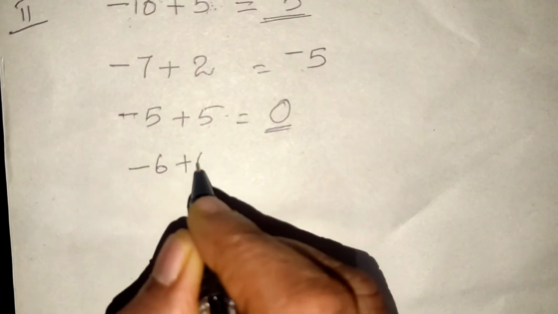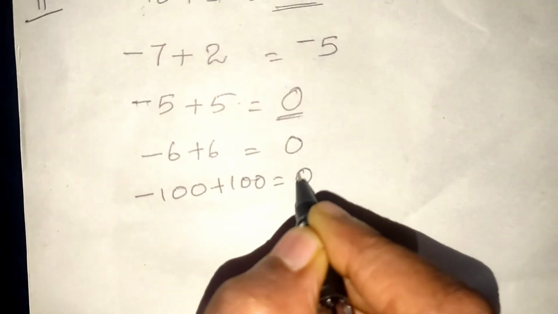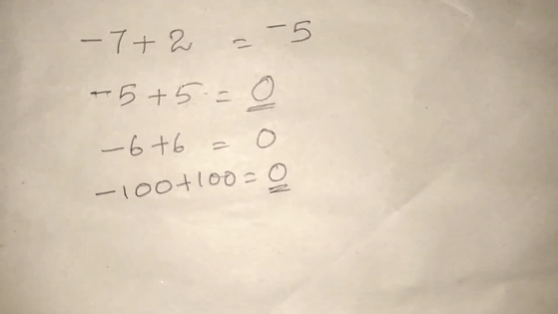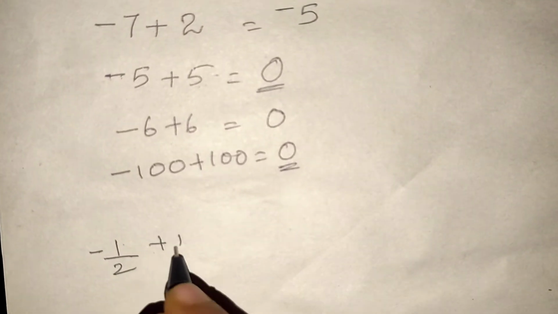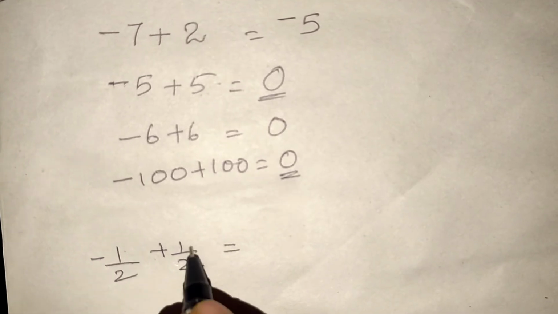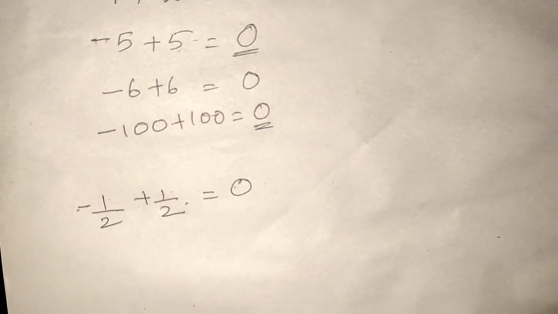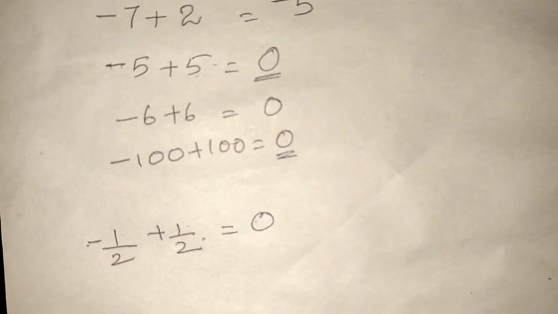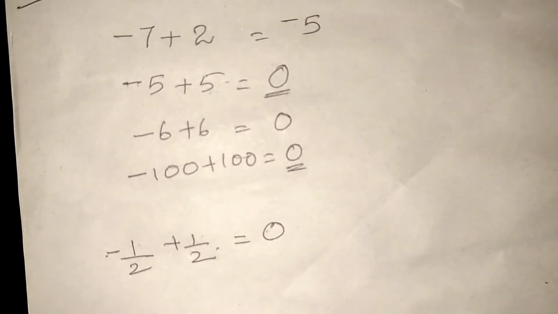Then what about negative 6 plus 6? That is equal to 0. Negative 100 plus 100 is also 0. Any number plus its negative is always 0. Can you tell what is negative 1 by 2 plus 1 by 2? Same numbers, positive and negative, together we have 0. For any number this rule is applicable. So the second type is over. One negative number plus one positive number is always the difference between the numbers, and it bears the sign of the bigger number.